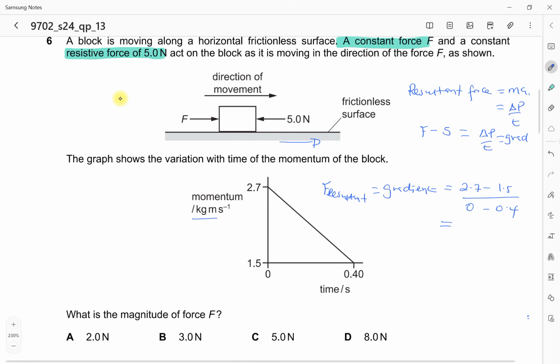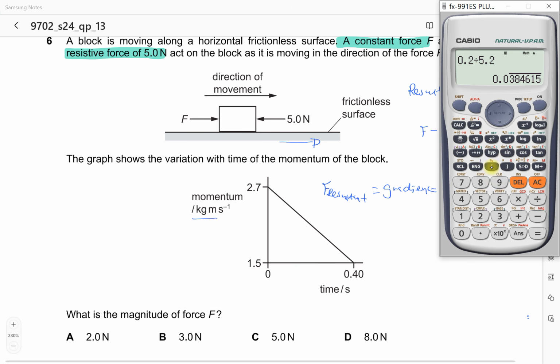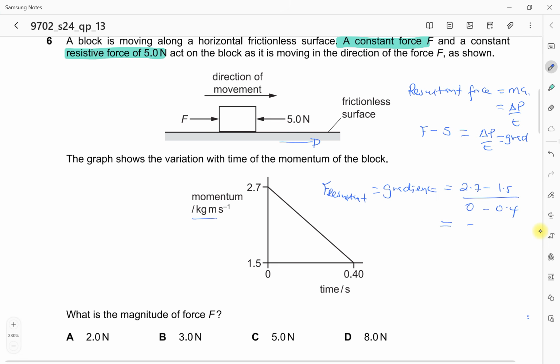So this is going to be 2.7 minus 1.5 divided by negative 0.4. So the answer here is going to be negative 3.0. That is the gradient, but the gradient is the rate of change of momentum over t, which is force, or the resultant force. So I will say F minus 5 is equal to negative 3.0.